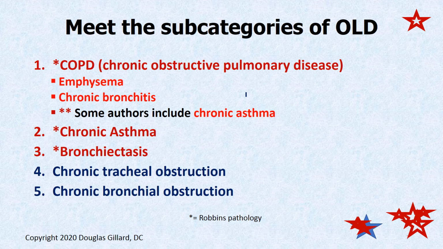Bronchiectasis is another cause of OLD. Chronic tracheal obstruction. Maybe you have a congenitally narrowed trachea and it's building up, or you have a condition that deposits scar tissue in the lumen of the tracheobronchial tree. That could do it. Chronic bronchial obstruction. So those are all members. Nice, easy one for me to make a question from, huh?